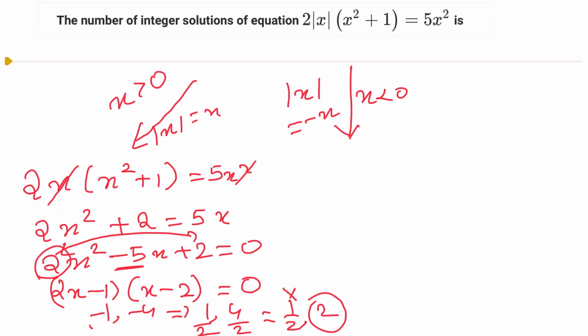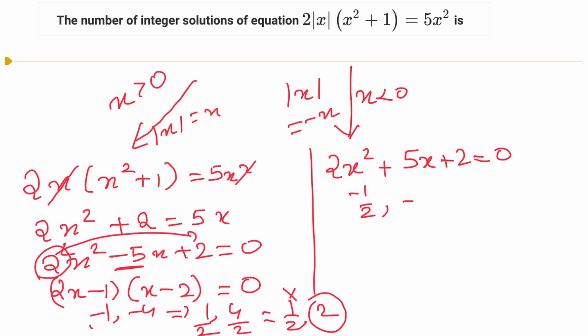Now guys, after doing this procedure, we can very clearly observe that in the next case also, we will get a similar equation, but the only difference is we will have a minus 5x on the right hand side. So we are going to land up with the quadratic 2x square plus 5x plus 2 is equal to 0, right? And in this case, the roots would be minus 1 by 2 and minus 2. Minus 1 by 2 is not an integer. The only integer here is minus 2.